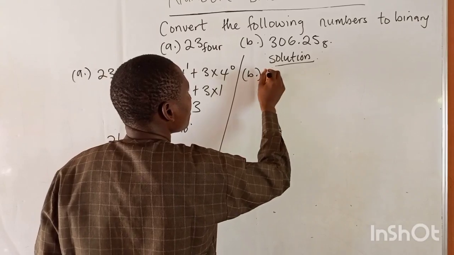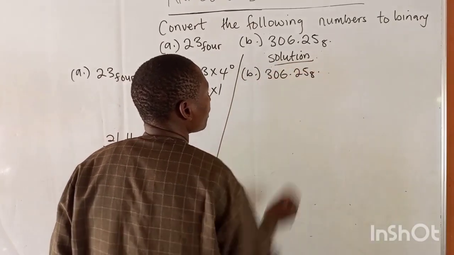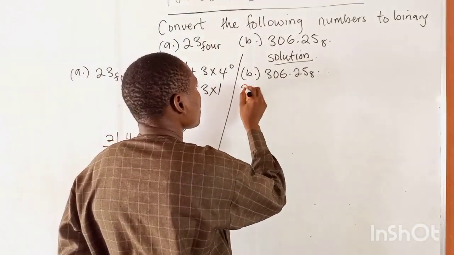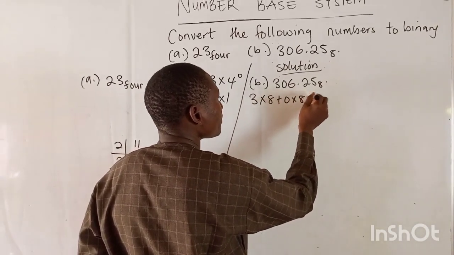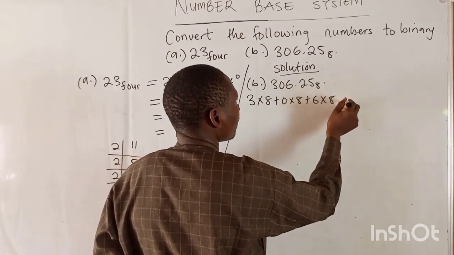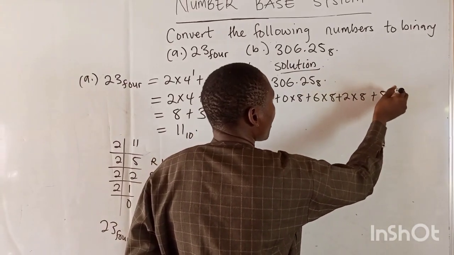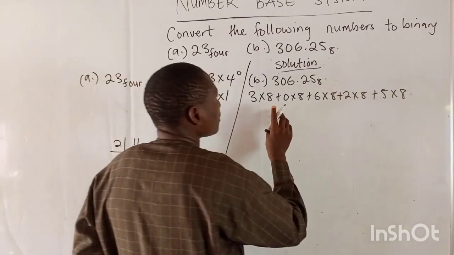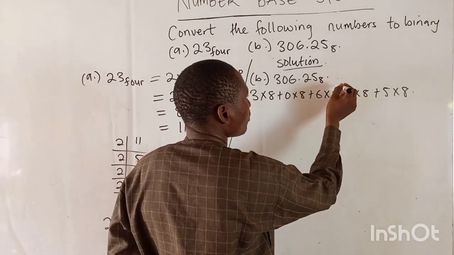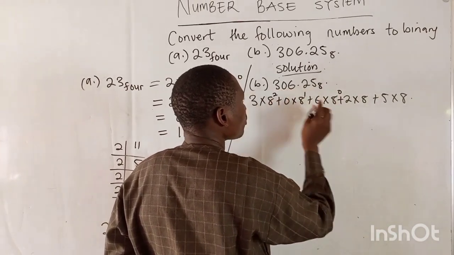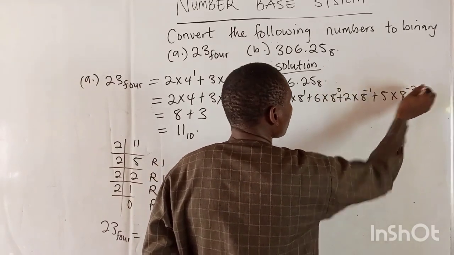Now the second one, which is B, is 306.25 base 8. We have to convert it to base 10. Which is 3 multiplied by 8 plus 0 multiplied by 8 plus 6 multiplied by 8, then plus 2 multiplied by 8 plus 5 multiplied by 8. Now 1, 2, 3, where we have the point up to where 6 is. Now we write the powers 0, 1, 2. From the point, for the decimal part, we write minus 1, minus 2.